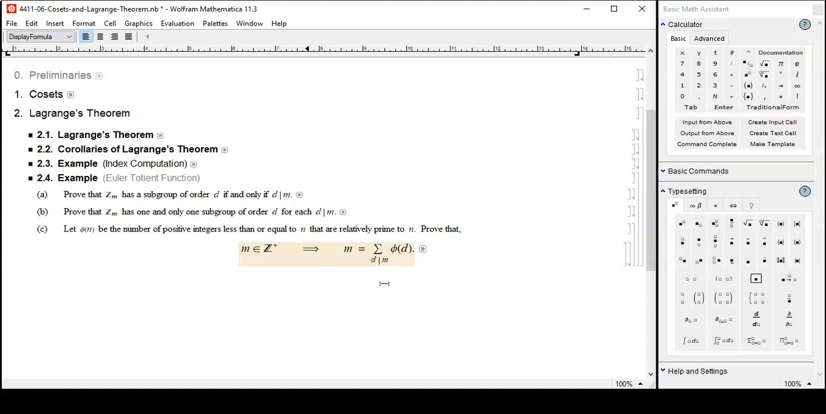And I remember this from number theory, but I'm not so sure whether I used to prove it in number theory or not. It's been such a long time since I taught number theory, so I don't remember exactly. But let's do it here.